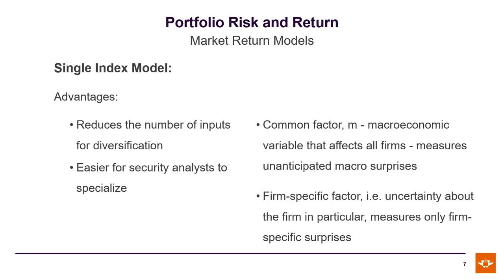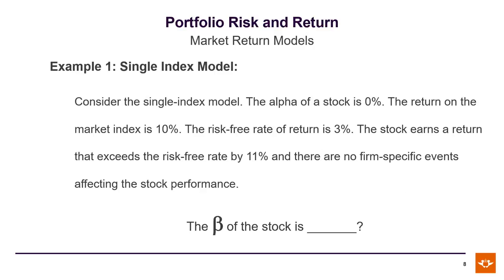Looking at the various market return models that are available, the single index model has a number of advantages. It reduces the number of inputs for diversification. It is easier for security analysts to specialize. The common factor M, the macroeconomic variable, affects all firms, and it measures unanticipated macro surprises. And the firm-specific factor, that is the uncertainty about the firm in particular, measures only firm-specific surprises. So you have both the systematic risk and the diversifiable risk in this.